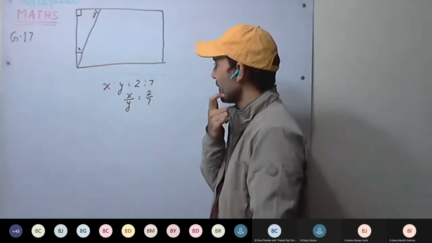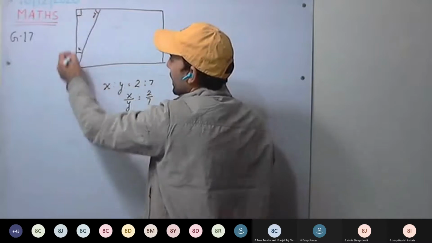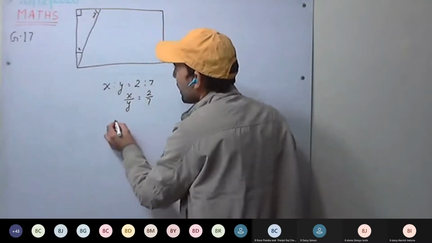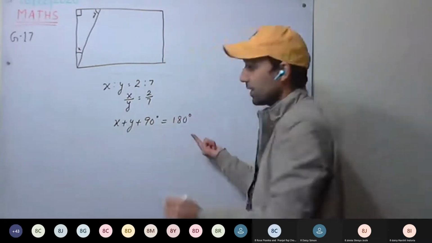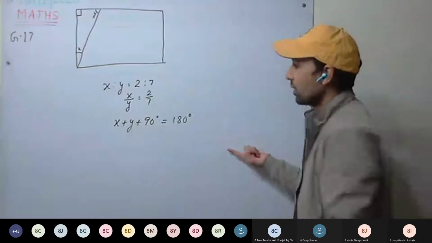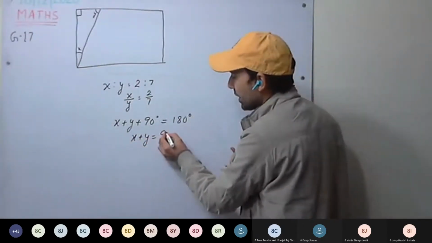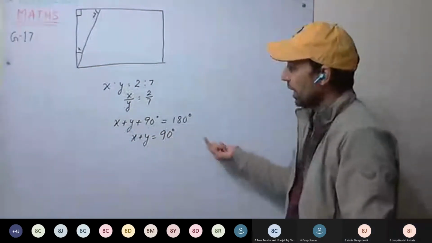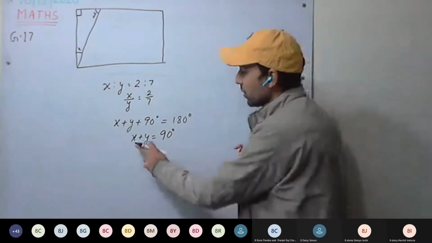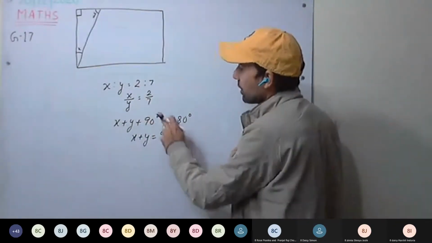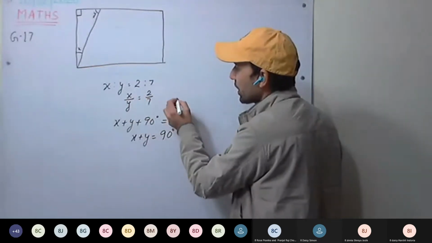Okay, so there are many ways to do this one. If we take this triangle, then X plus Y plus 90 degrees will be how much? 180 degrees. And X plus Y will be how much? 180 degrees minus 90 degrees, that is 90 degrees. Now see here, two equations are there, two unknowns. So there is one thing we can do. We can put Y in terms of X or X in terms of Y. Anything we can do.